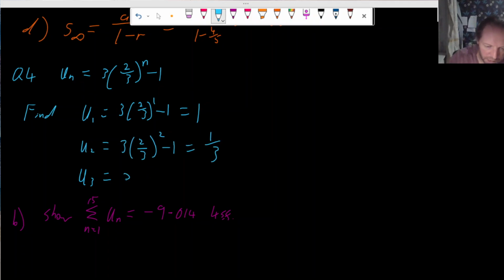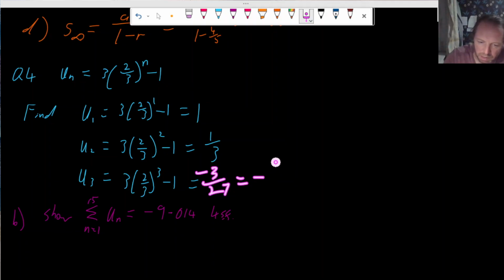What do we have for this one then? 3 times (2/3) cubed minus 1. That is 8 over 27, and 3 eights are 24, so 24 over 27, take away 27 over 27. That gives 3 over 27 minus... which is minus 1/9. Okay.